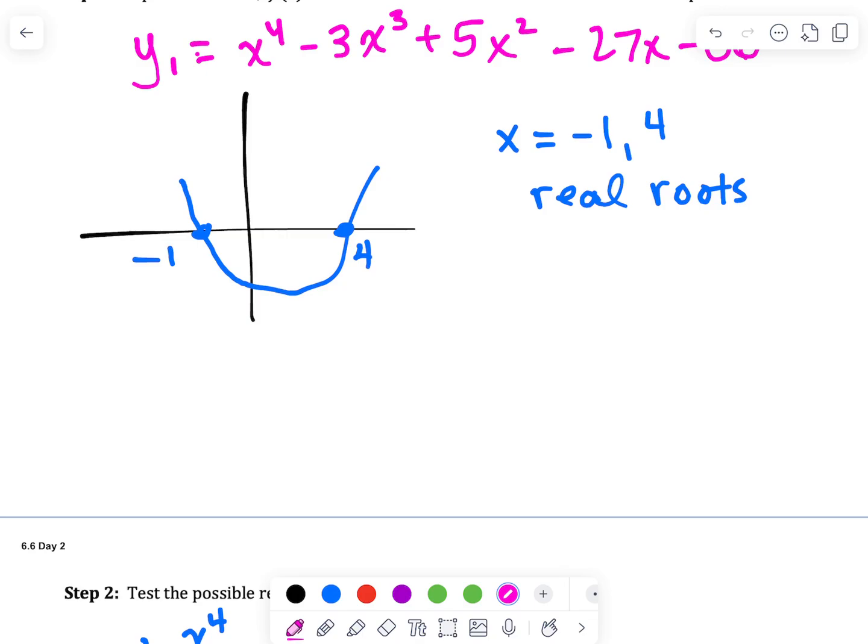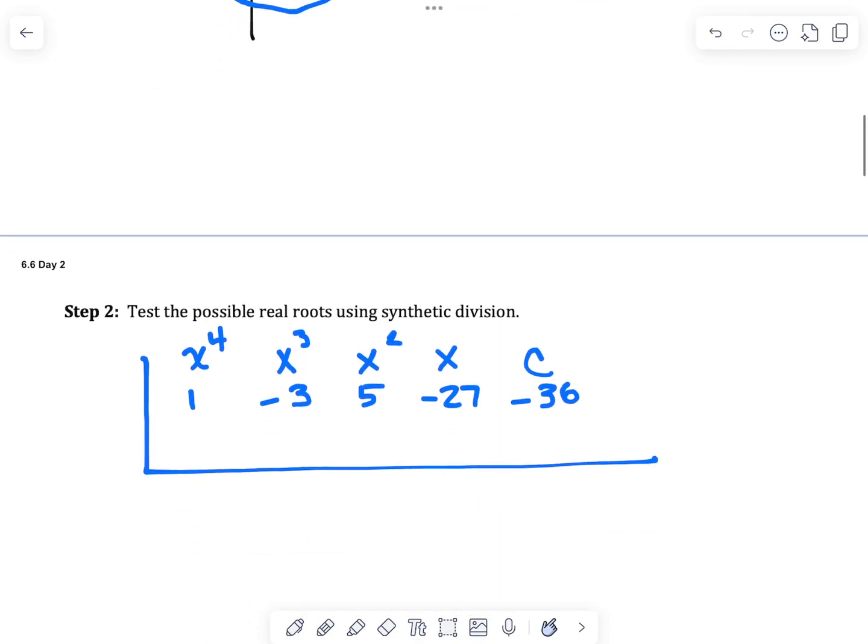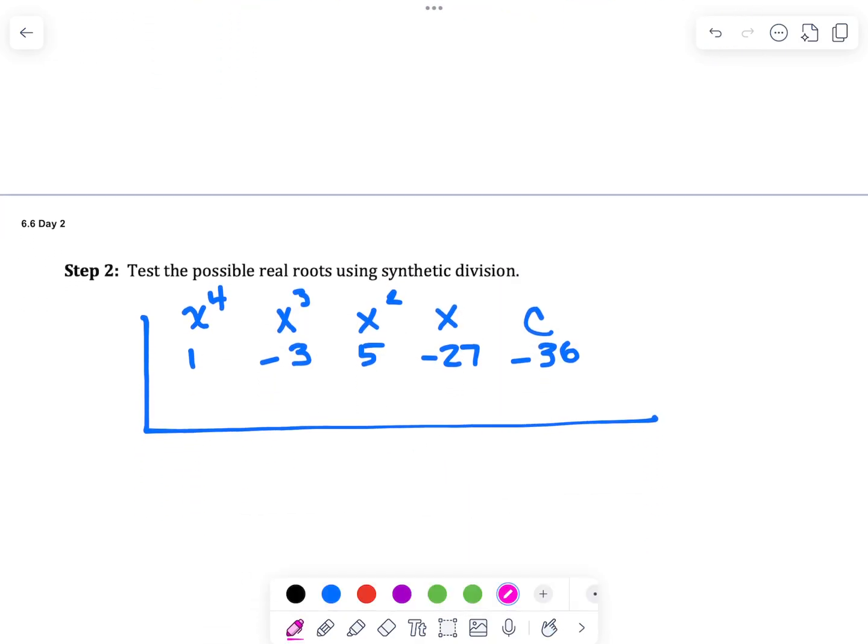So now up in our graph, you get to choose if you want to start with -1 or +4. It doesn't matter which one. So I'm just going to choose the -1. So as a factor, it's x plus 1. That's the factor that we're dividing out. And then we do our synthetic division. We bring down the 1. We multiply 1 times -1, and we get -1. We add the column. We get -4. We multiply -4 times -1, which is 4.